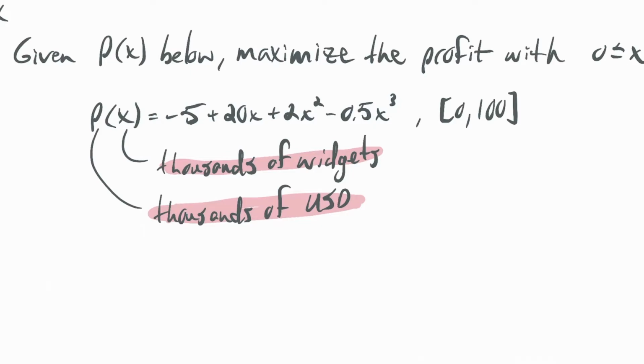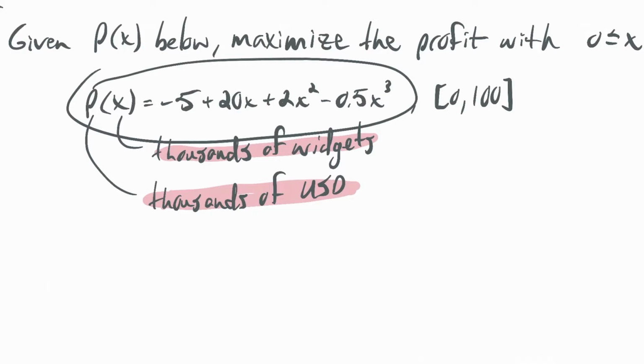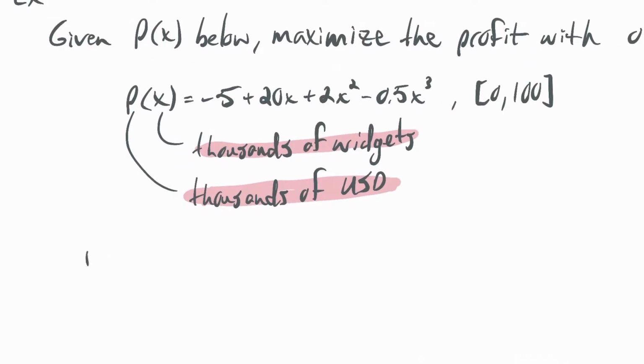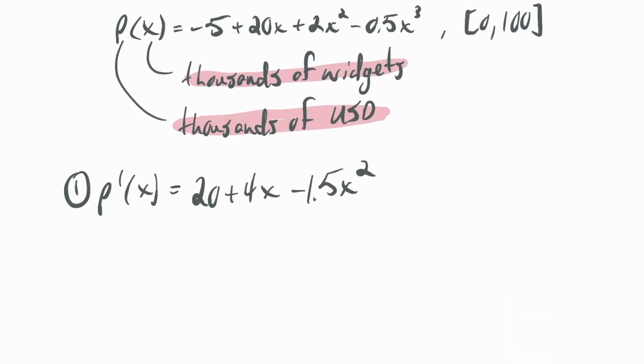Anyway, what I now need to do in order to find the global maximum, to maximize the profit, is to say, well, what's the global max of this function? So I need to find the derivative. So step one, in finding critical numbers, I'm going to find p prime of x. Okay, so this will be 20 plus 4x squared minus 1.5x cubed. No, got my exponents wrong. 4x minus 1.5x squared. There we go. Almost made a big mess there.